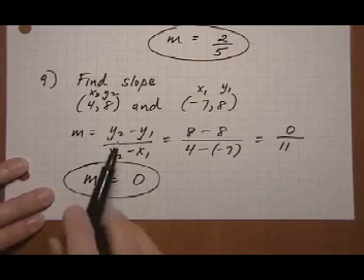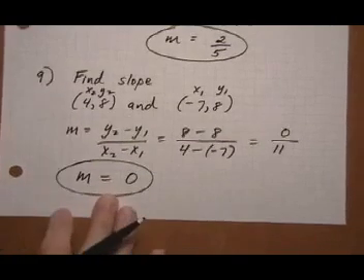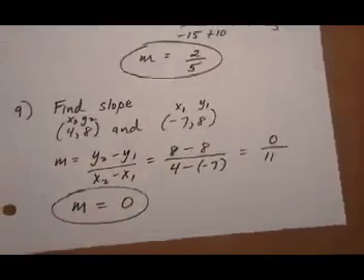So this line going through the points (4, 8) and (-7, 8) has a slope of 0. And it would be interesting to draw it out. If you have time right now, make a graph and draw your 2 points. You'll see that you get a horizontal line. And let's do number 10 now.